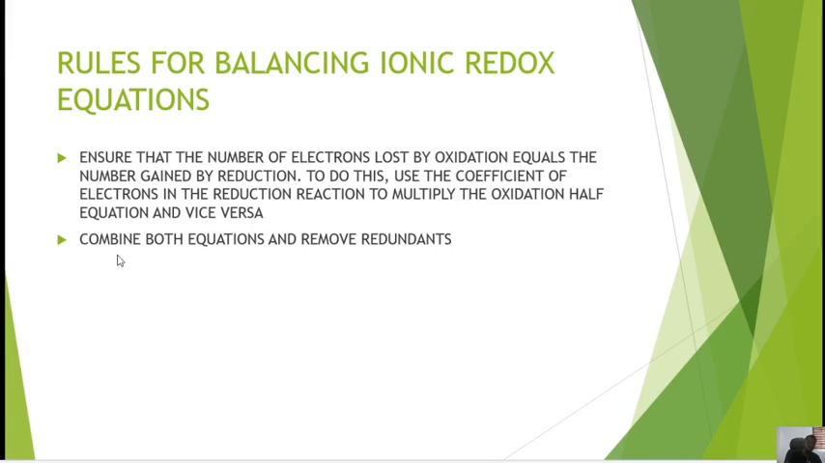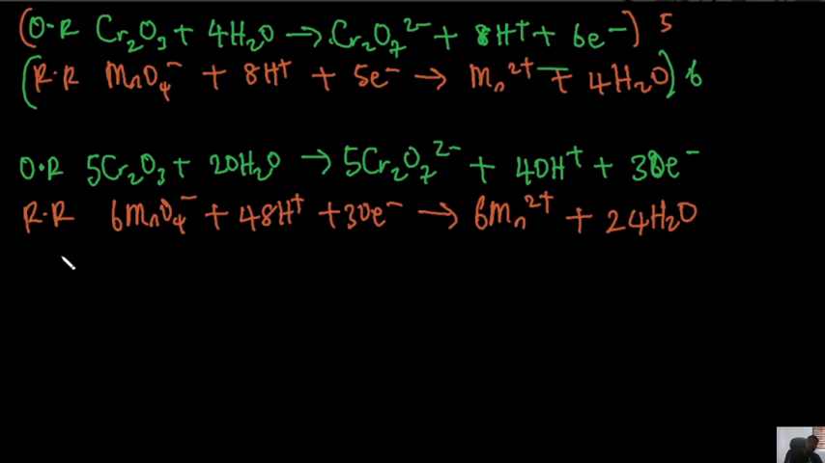The final process says combine both equations and remove redundants. Redundants are reoccurring species, things that have occurred before on both sides. So combining this reaction, we're going to put all the reactants together and all the products together. That's what it means. So putting all of them together, we are going to have a combined equation of 5Cr2O3. You can start from anywhere, but just make sure the reactants are all combined and the products are all combined, plus 20H2O. Then we are done with this side.